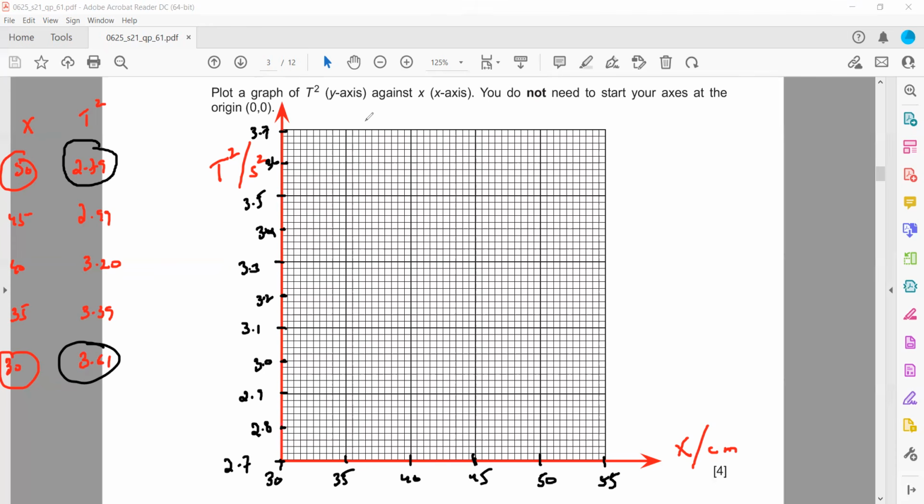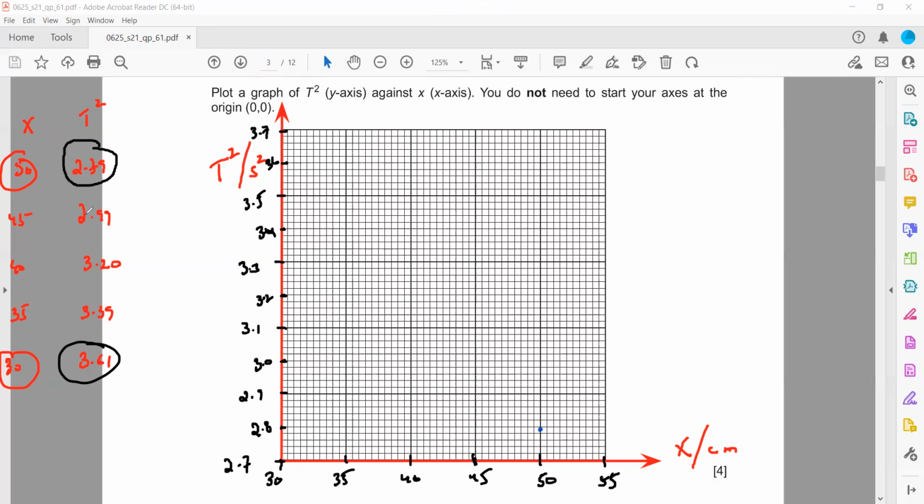Now we plot, like mark the points. When x is equal to 50, t square is 2.79. So 50 and 2.79, because each box is equal to 0.02: this is 2.72, 2.74, 2.76, 2.78. So between 2.78 and 2.80, there will be 2.79. So this point will be between 2.8 and 2.78. That's the first point.